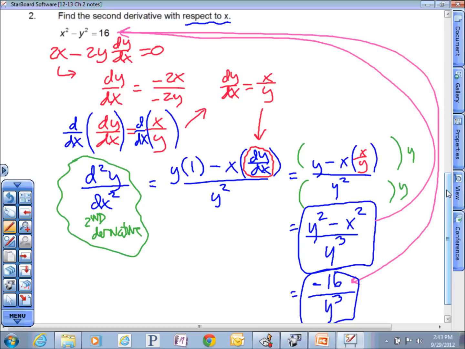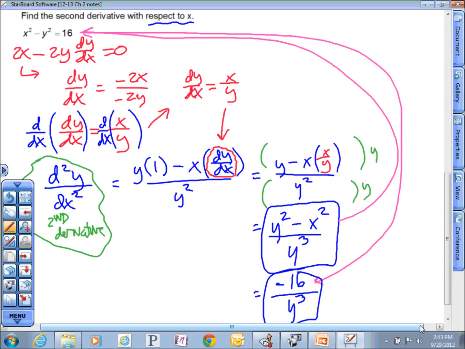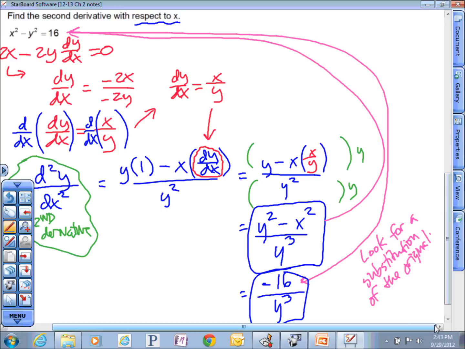So a little note for you to make is, every once in a while, look for a substitution of the original. Is it something we want to do every time? Well, maybe, if it makes it easier. If it doesn't make it easier, don't do it. So there's some second derivatives implicitly.